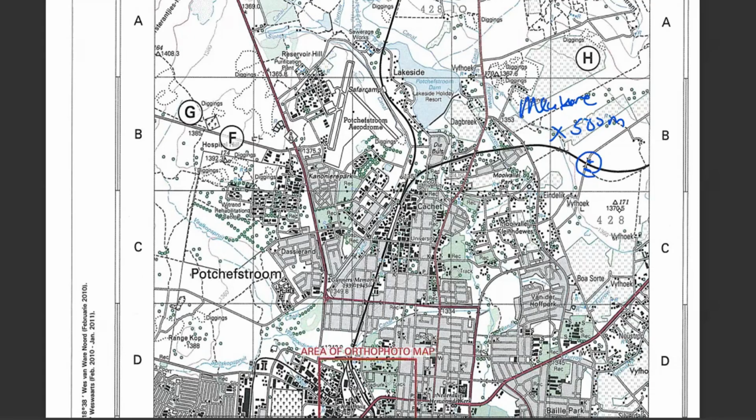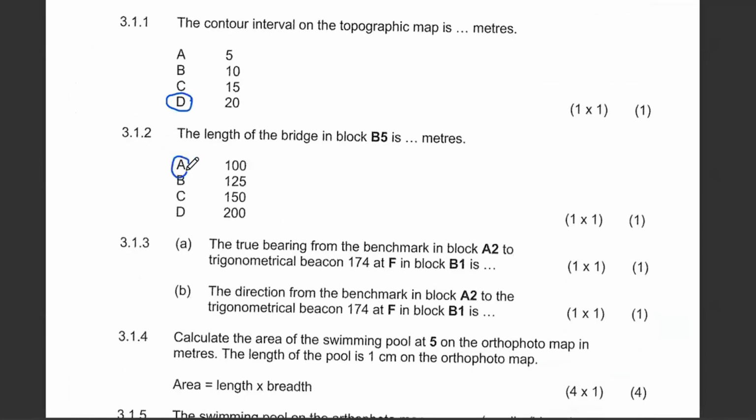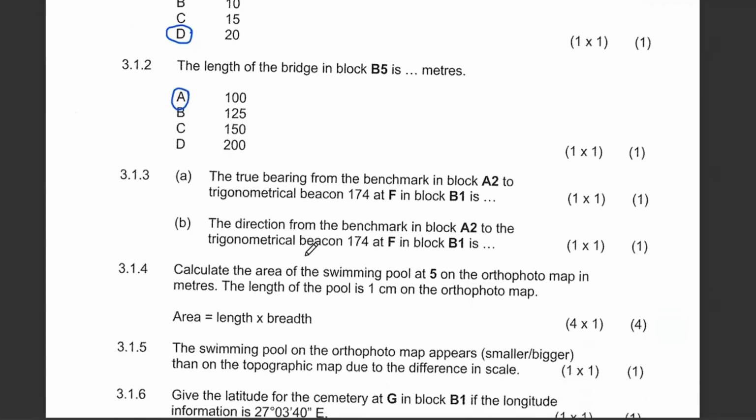So, according to this, if you measure accurately, you get 0.2 centimeters. You multiply that by 500. If you multiply 0.2 times 500, you get 100 meters. Right, so we are saying for this one, our measurement is 0.2, giving us 100 meters.